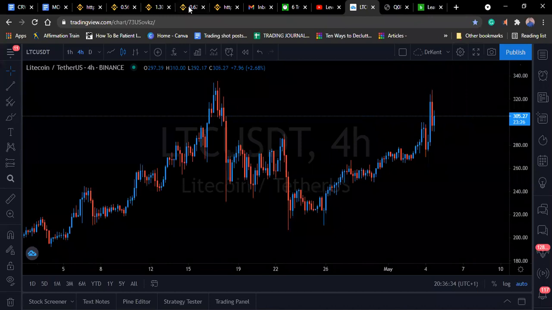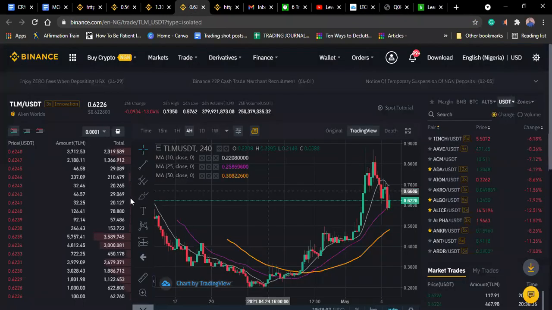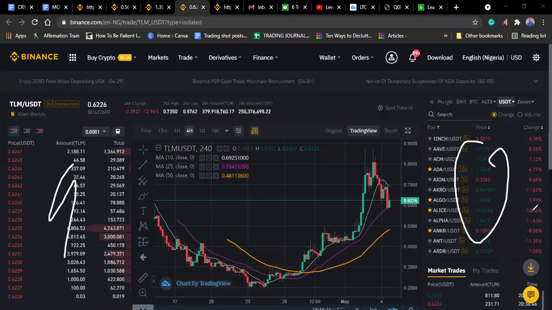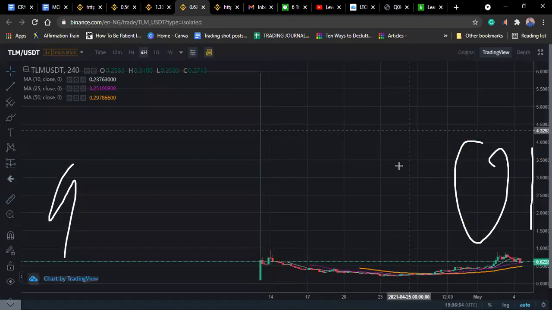For example, if I come to Binance, there's a whole lot of distraction on this side, and on this side. There are different assets, 11% down. I don't want to see all those distractions. So I can decide to just make my charts.